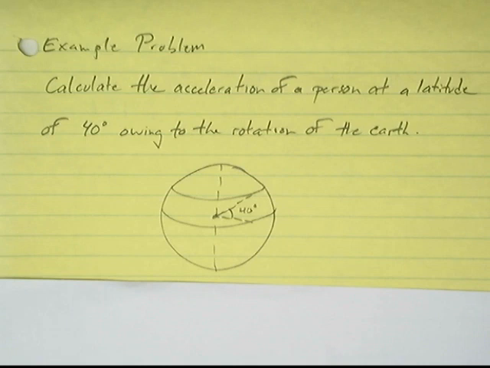Okay, so step one, we're going to need to know the radius of our motion. And if you think about it, our radius of motion for us at 40 degrees up from the equator is not going to be the radius of the Earth. If we were down at the equator, our radius would be the radius of the Earth. But since we're higher up, our radius is going to be slightly smaller. Do you see how that works geometrically?